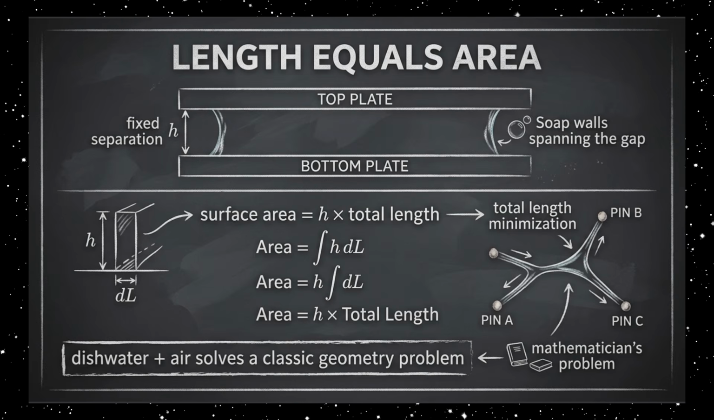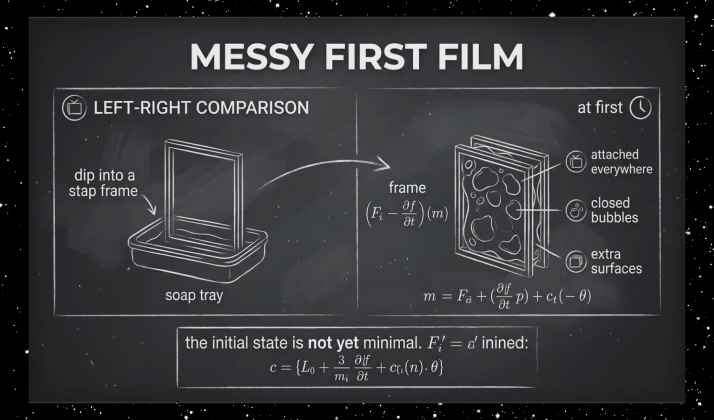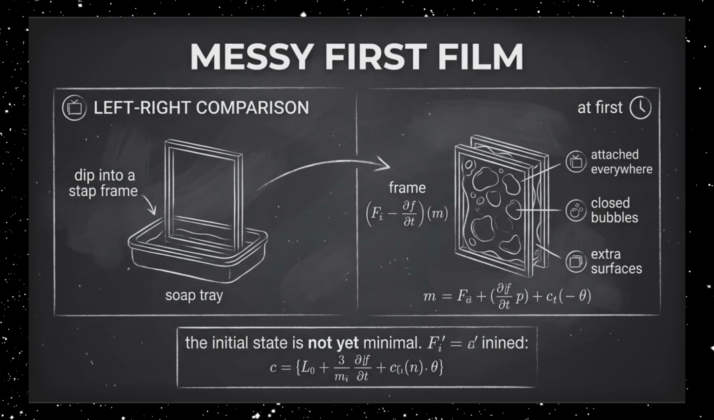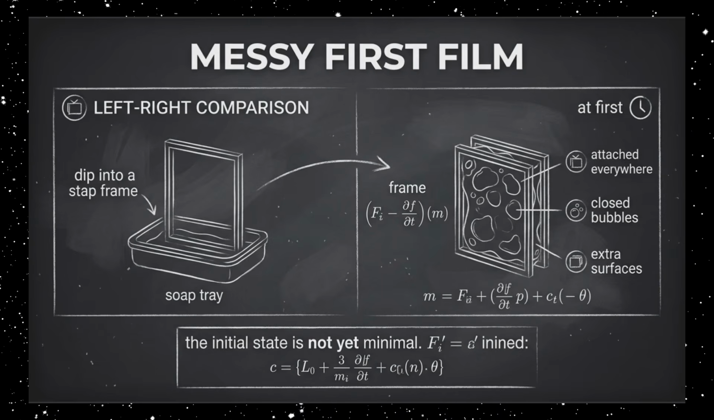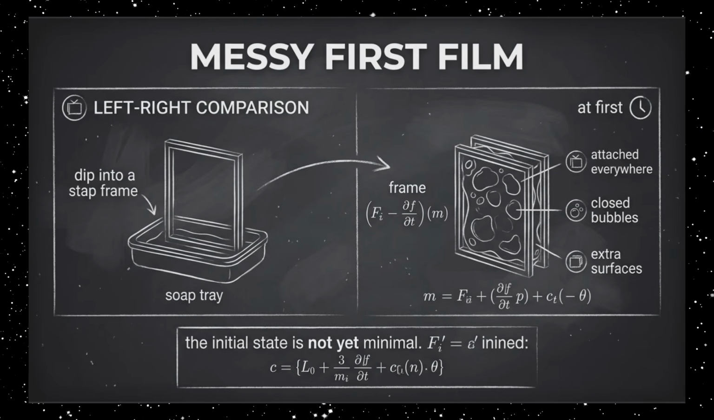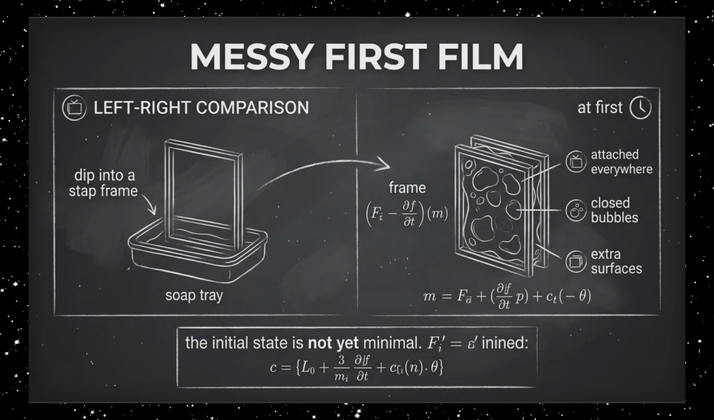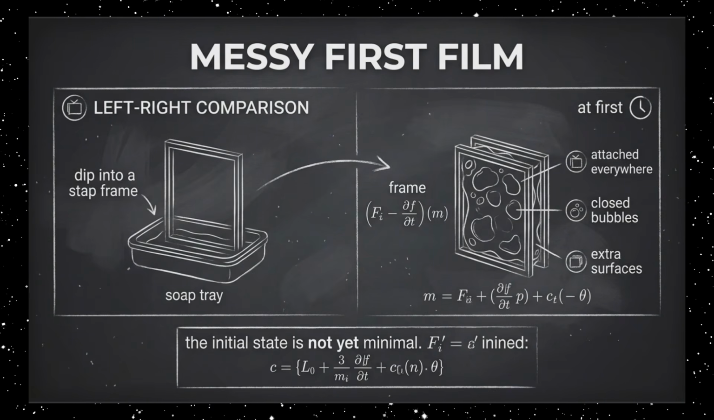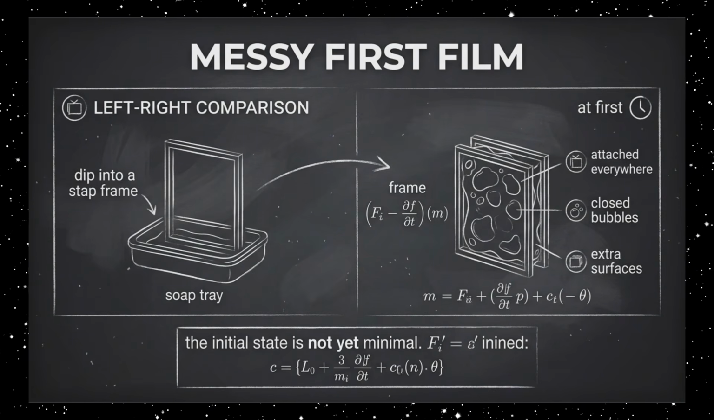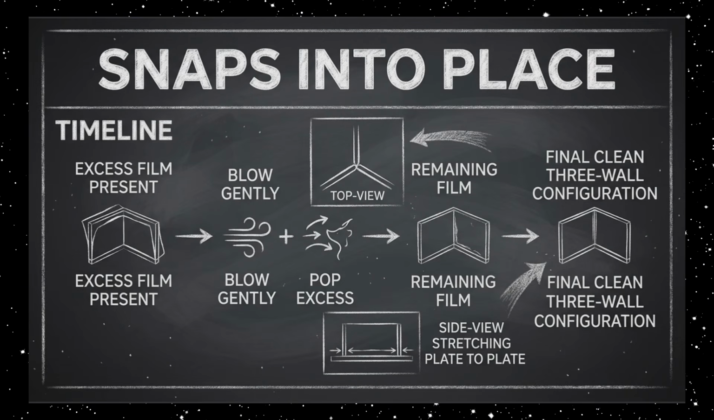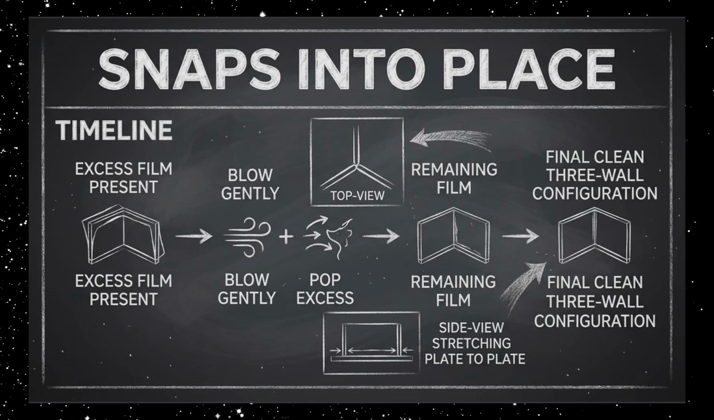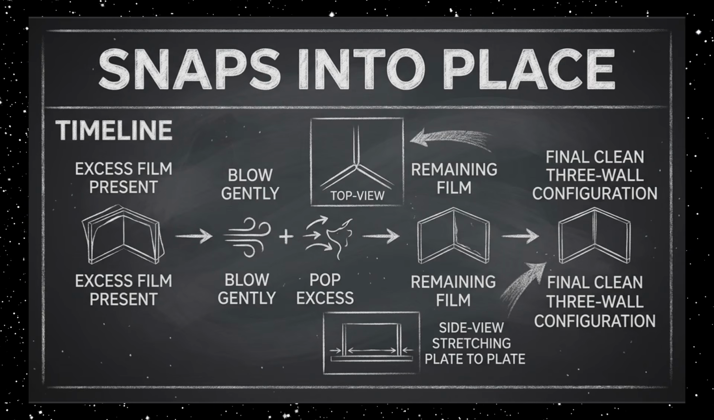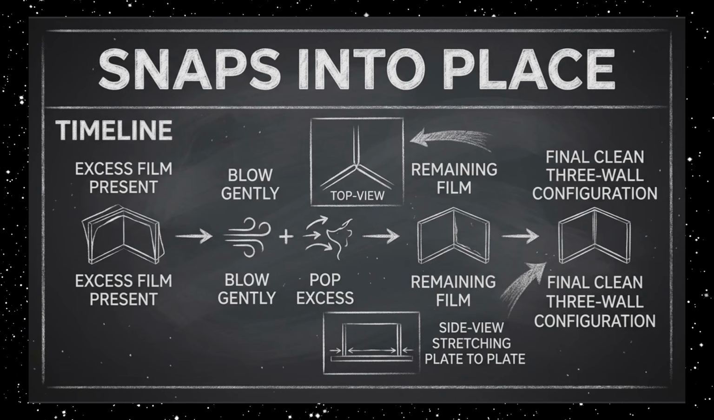If you've never seen this done, let me tell you what it looks like in person, because the experience is more striking than any description. You dip the frame. You pull it out. And at first, the film is messy. It's attached to everything, forming closed bubbles and extra surfaces between the plates. You blow gently on the excess film, or pop it with a dry finger. And then, as the extra surfaces are removed, the remaining film snaps into position.